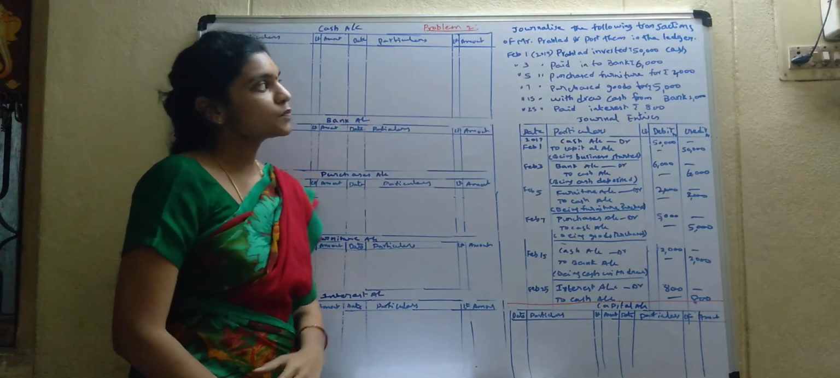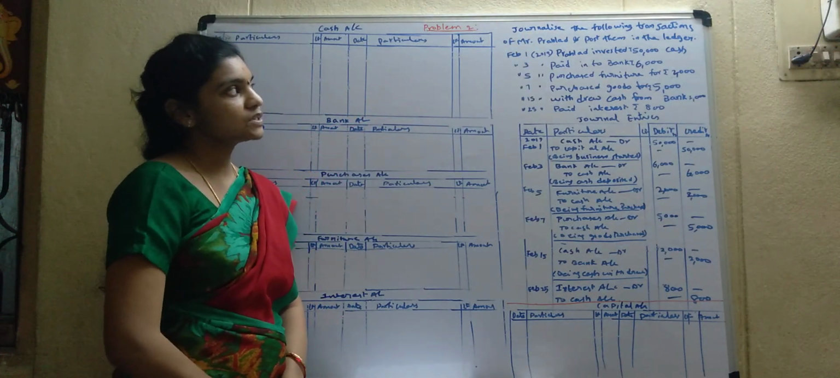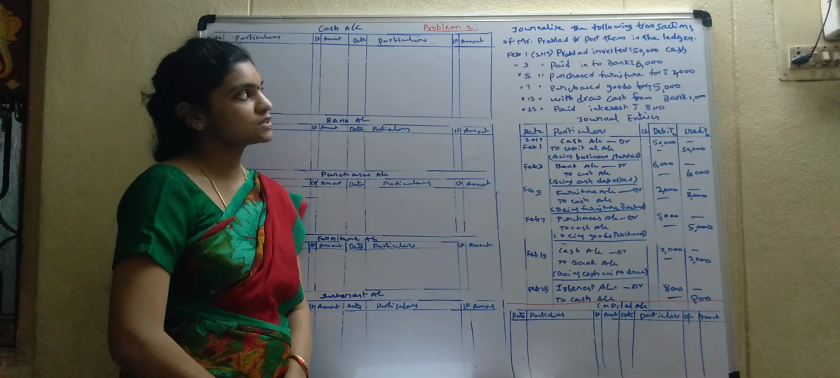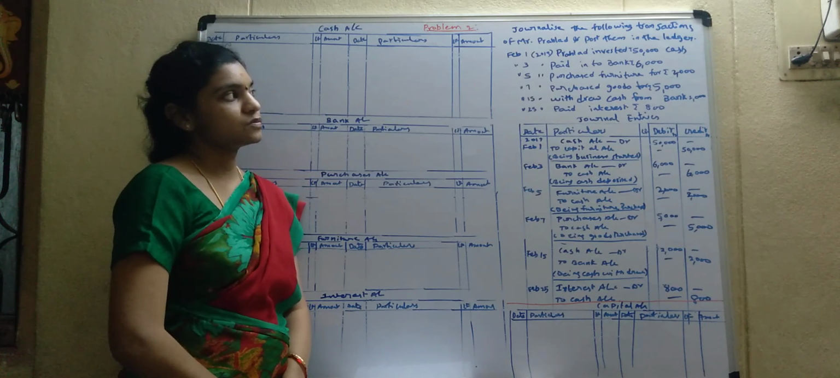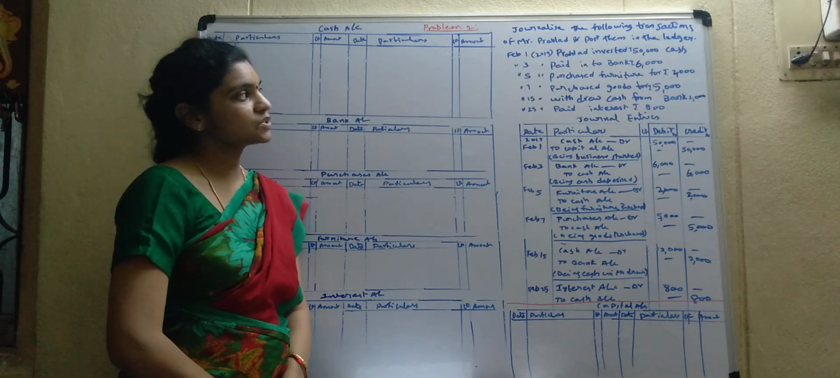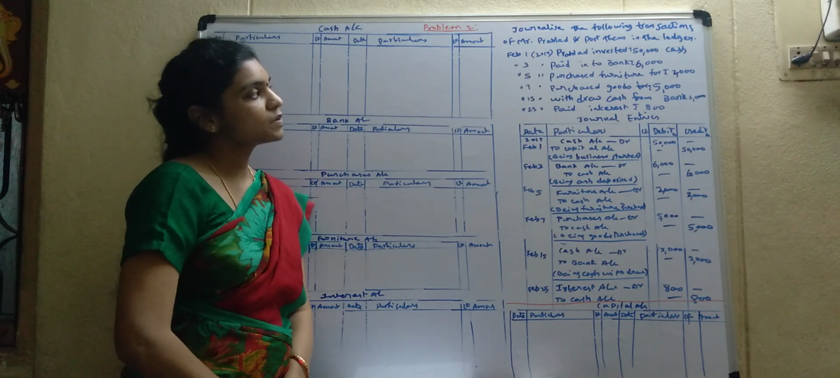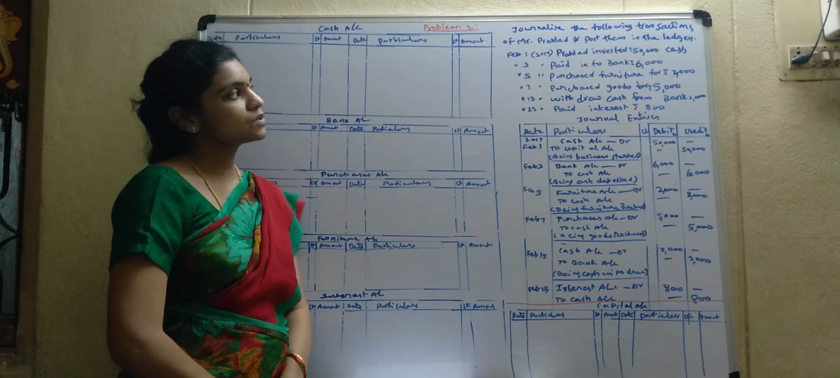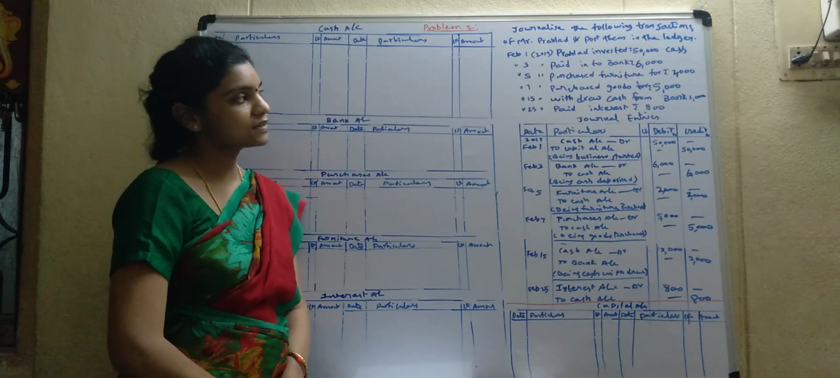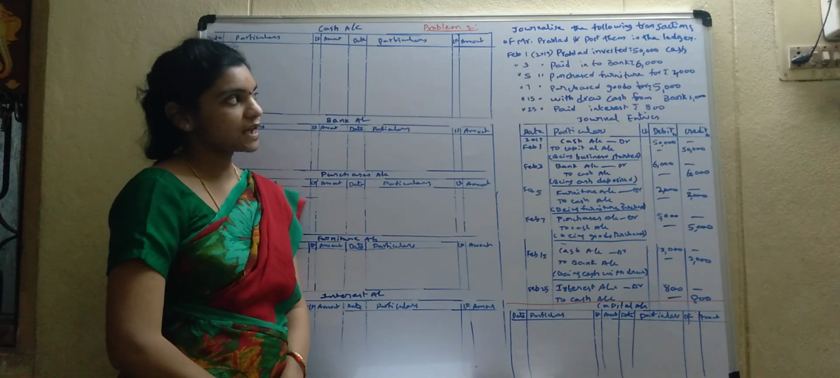Like this, they give you a problem. Journalize the following transactions of Mr. Prahlad and post them in the ledger. Okay. What are the transactions? On February 1st, 2019, Prahlad invested 50,000 cash.